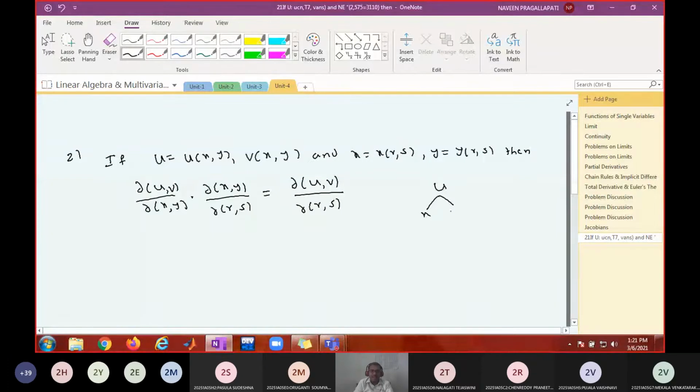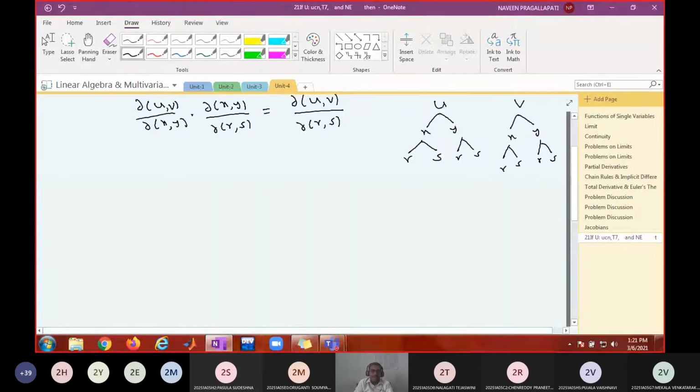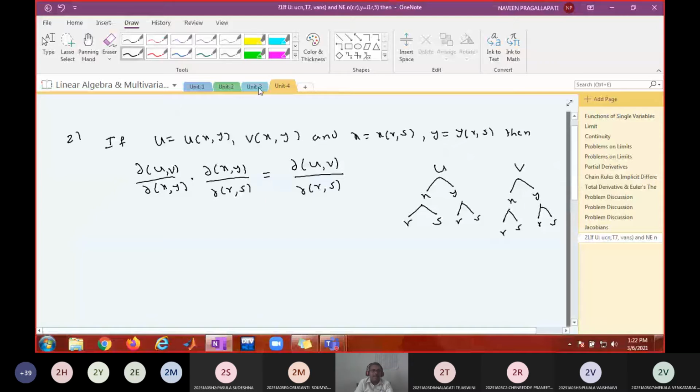u is a function of x and y. x and y are functions of r and s. Similarly, v is a function of x and y. x and y are functions of r and s. So multiply the left-hand side determinants, and that would be nothing but the right-hand side because of this chain rule property. Verify this result.